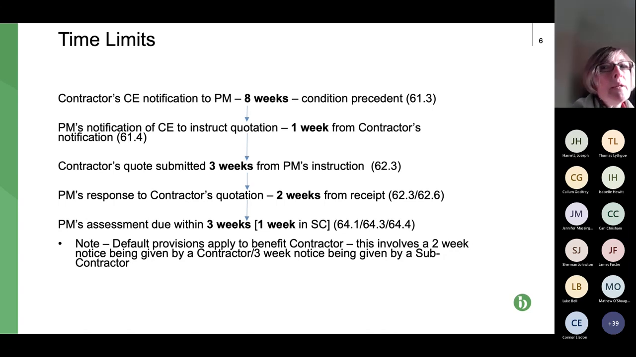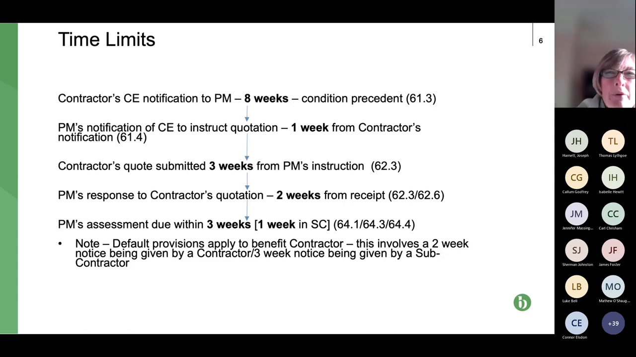Now, that is really, really valuable. It means that if the client, the employer, doesn't make payment for that CE, contractor can proceed very, very quickly to adjudication based on this simple premise that project manager is deemed to have accepted the quote and that therefore the money should be paid. So do operate that, but remember, it's not just these time limits that the PM has to comply with. The contractor's got to always send that second notice.